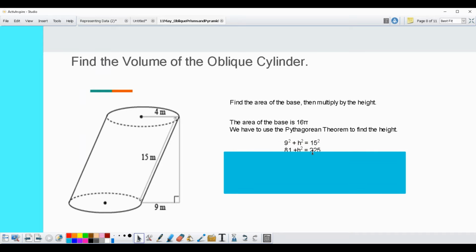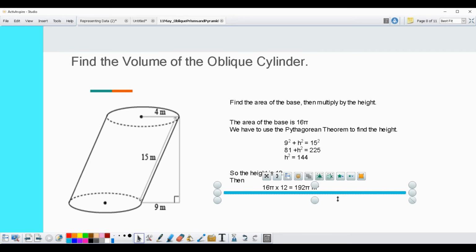And we do that by realizing that 9 squared plus h squared is going to be 15 squared. 9 squared is 81 plus our h squared is going to equal 15 squared. That's 225. And then h squared, we get the 144 by subtracting 81 from the 225. And so since h squared is 144, that means that h is going to be 12. That's the height is going to be 12. So then we just take 16 pi times 12, and that gives us 192 pi cubic meters.